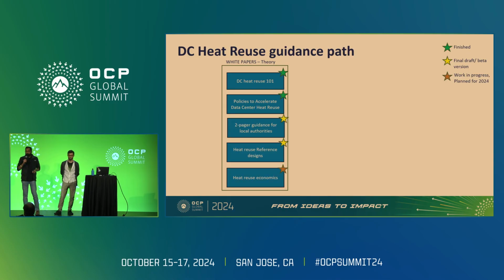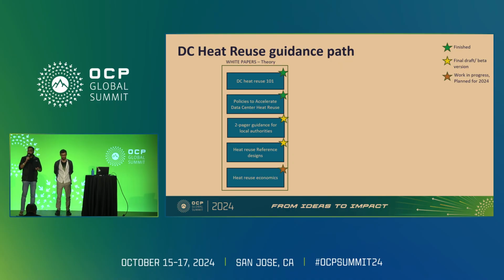And these are some of the deliverables. We are working on developing a 2-page guideline that we could share with the local authorities in different municipalities on bringing awareness to heat reuse. And we are also working on a white paper which talks about the heat reuse reference design. Like I said, how big your heat exchange room should be, where we could tap heat reuse in your air cool facility or a liquid cool facility. So we are about to publish that in the coming weeks. The final draft is ready, and you should see the publication very soon.